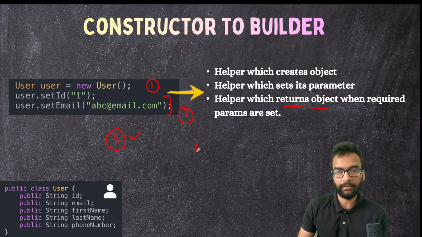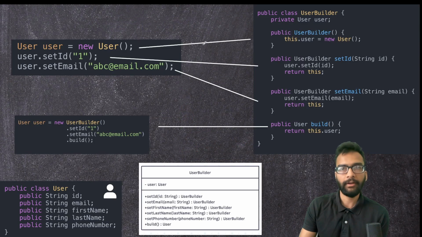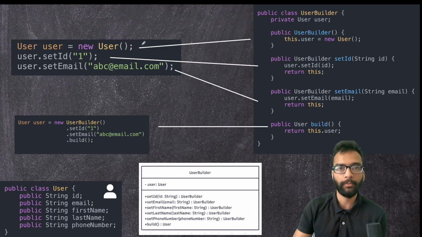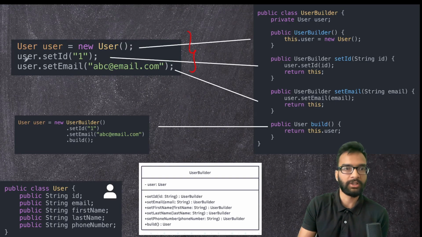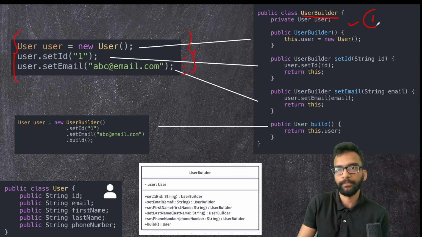We want to get the work done in 1, 2 and 3 steps, and let's see how we can convert this. So here I have explained step by step how we can achieve the creation of a user with only minimal or whatever the required fields using a builder design pattern. So here UserBuilder is a helper class which manages the user object and it sets the fields. So this is the first part.